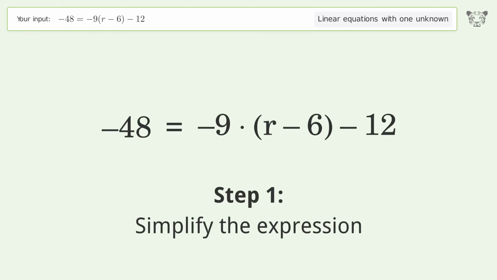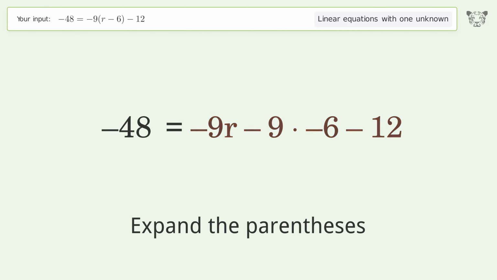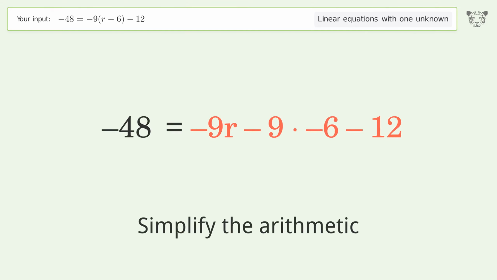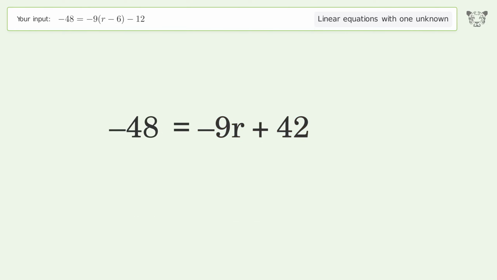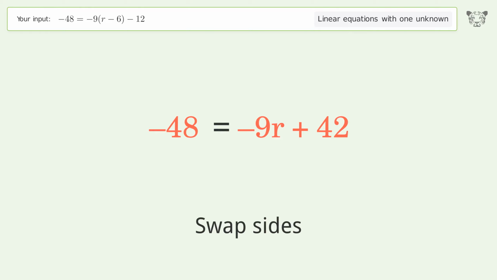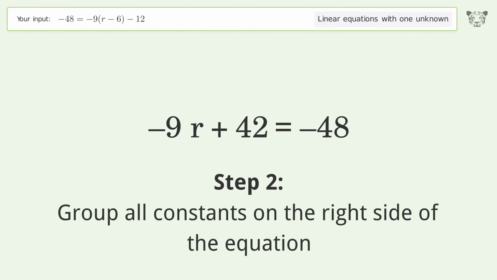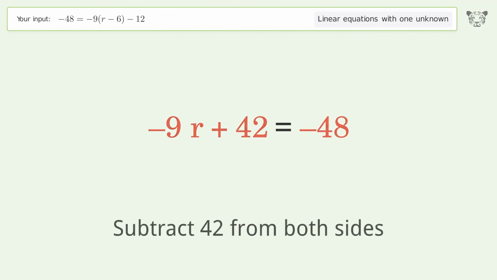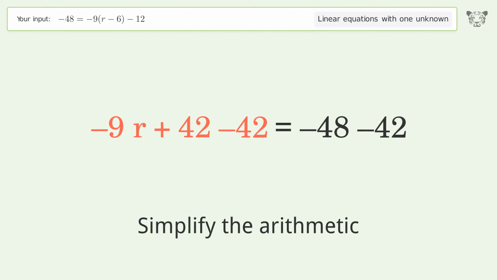Simplify the expression. Expand the parentheses. Simplify the arithmetic. Swap sides. Group all constants on the right side of the equation. Subtract 42 from both sides. Simplify the arithmetic.